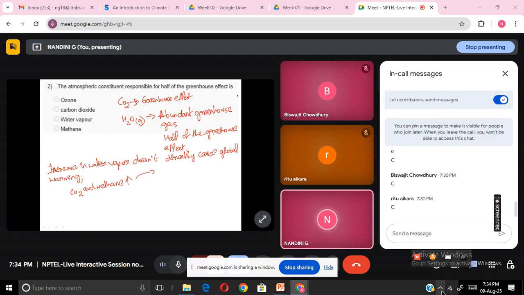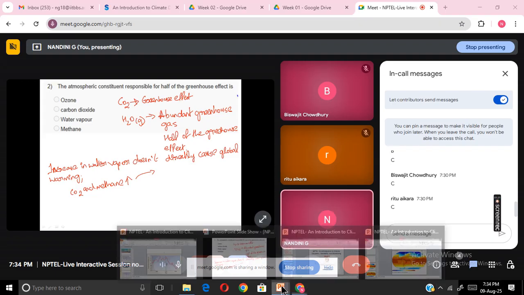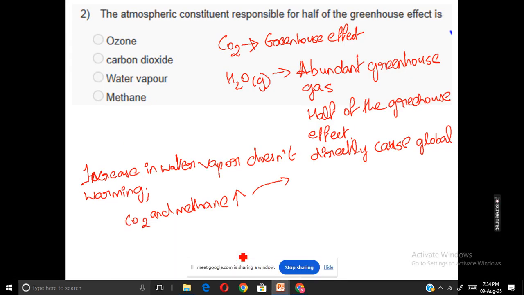The saturation level also increases, so the parcel will be able to hold more water vapor. As carbon dioxide and methane increase in the atmosphere, we know that the temperature is also increasing. When temperature increases, the water vapor holding capacity of the atmosphere also increases.